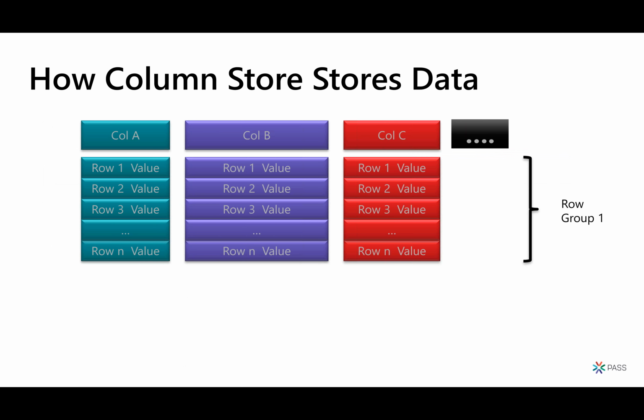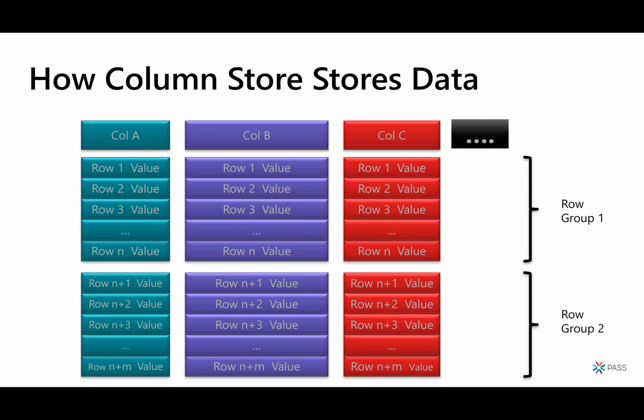And a certain amount of these rows make up a row group. Right? Each column is called a segment, and then 1 million rows is a row group. And then a second row group would have the columns again.